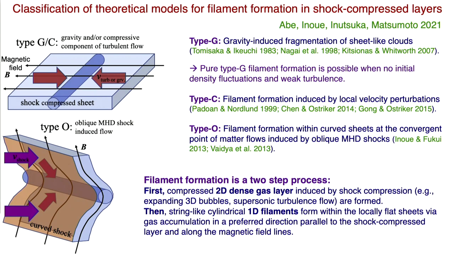In this mode of filament formation, the filament forms at the convergence of two flows in a band-like structure, where the flow in the curved sheet is generated by oblique shock compression. To summarize, filament formation in these shock models is a two-step process. Firstly, compressed 2D gas layers are formed from shock compression, for example, induced by expanding large-scale bubbles, and maybe also HII regions. Then within this shock compressed layer, 1D-like cylindrical filaments form due to matter flowing anisotropically within the compressed sheet-like structure along magnetic field lines.